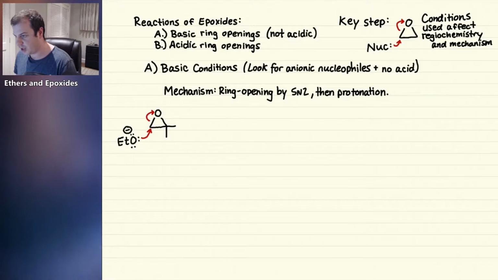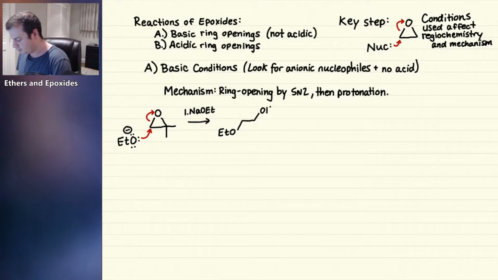It's going to kick electrons up onto oxygen. Sort of we have this O minus acting as a leaving group, and we've seen before that O minus is not a good leaving group. But because of the ring strain, it's willing to act like a leaving group. Now if we draw the product of that reaction, we can see that we've added our EtO to the carbon. And now we have an O minus, or an alkoxide.